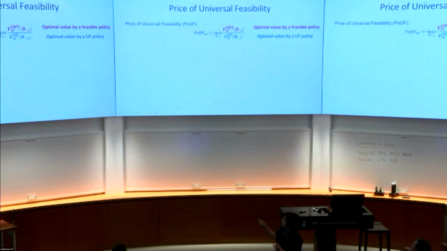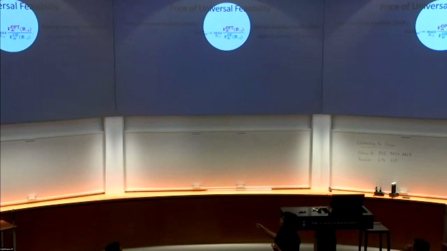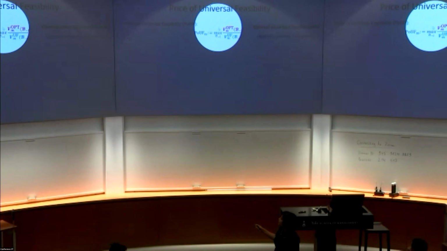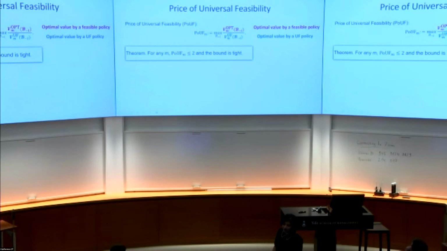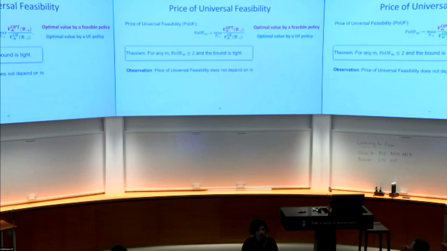So the price of universal feasibility will be the ratio of BM opt, which is the optimal value by any feasible policy, not necessarily UF, divided by BM UF, which is the optimal value that the bidder gets by restricting to universal feasible policies. Now here's the exciting result that makes us very happy: the price of universal feasibility is upper bounded by 2. This bound is true for any value of M, and it is tight for any number.